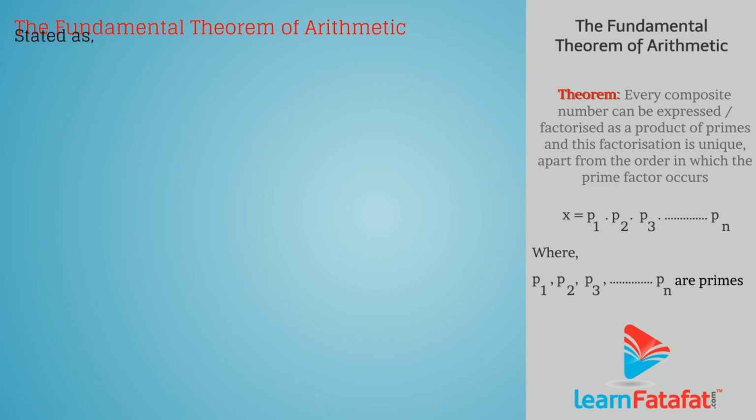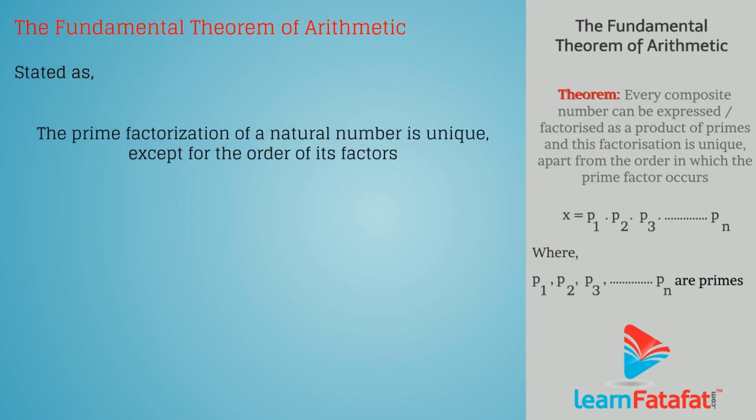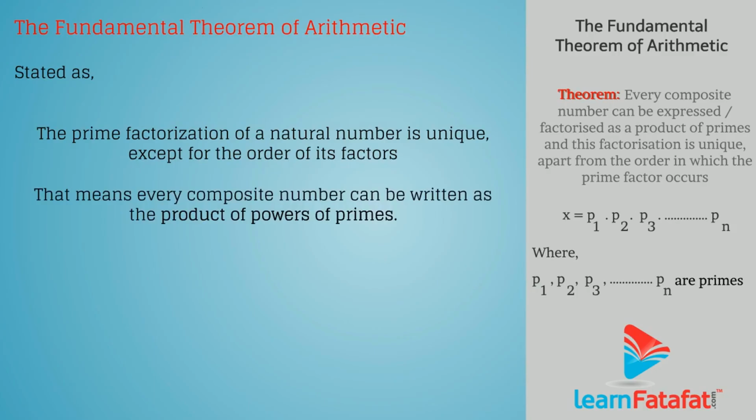The fundamental theorem of arithmetic is stated as: the prime factorization of a natural number is unique except for the order of its factors. That means every composite number can be written as the product of powers of primes.